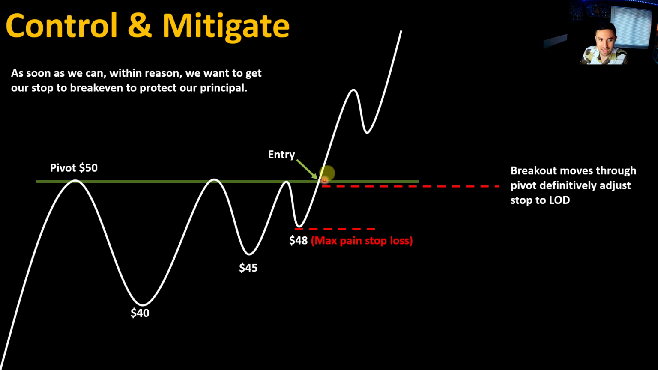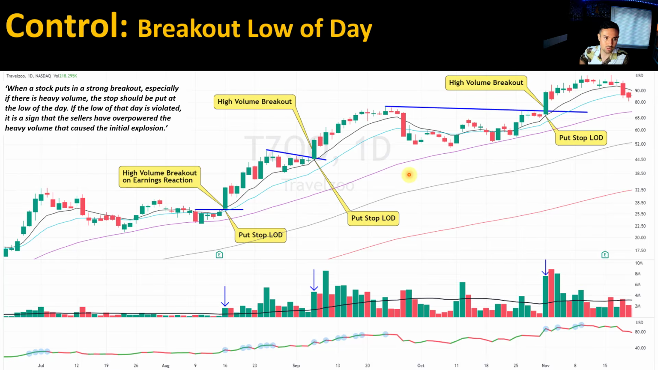But as it starts breaking out, potentially you could get a really nice breakout day. Then Oliver would move his stop to the low of the breakout day. That may also coincide with the break even level. It depends. Let me show you a couple of examples. So here, when a stock puts in a strong breakout, especially if there is heavy volume, the stop should be put at the low of the day. If the low of that day is violated, it's a sign that sellers have overpowered heavy volume that caused the initial breakout. So imagine on this one here, okay?